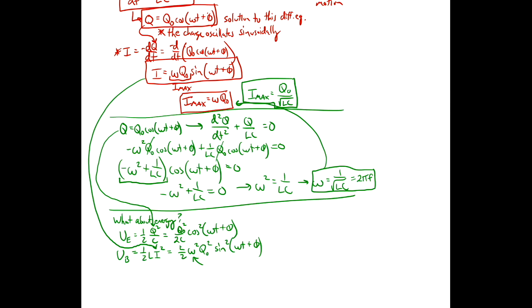Let's see, we can do a couple of simplifications here. So for this omega, we're going to plug in the 1 over the square root of LC. And once you do that, you can simplify this to Q naught squared over 2C times the sine squared of omega t plus phi.